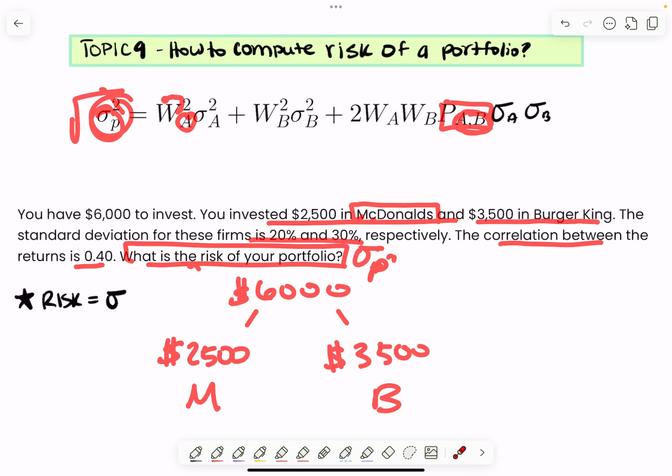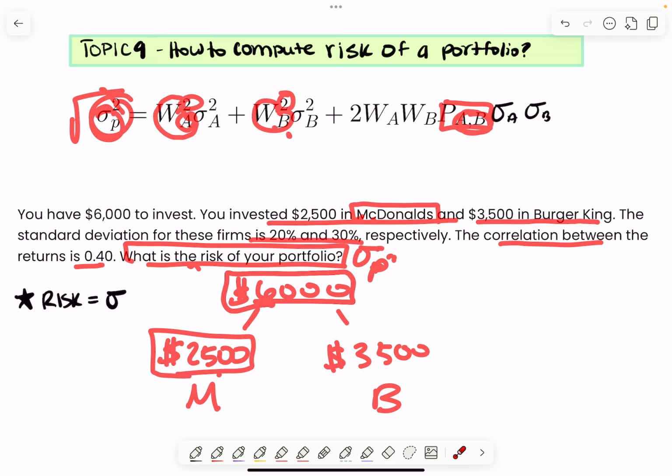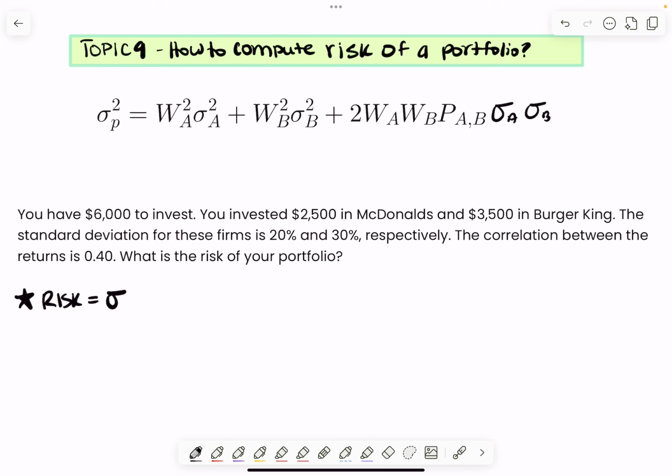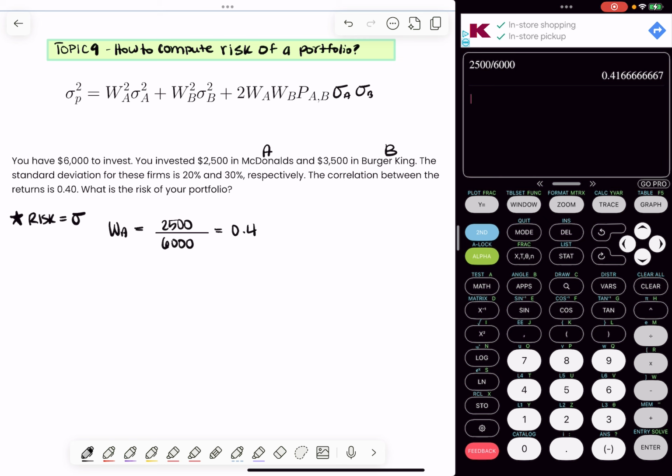If you notice, the first thing they ask us is to calculate the weight for each of the stocks and then square them. So in other words, yes, we know that out of the $6,000, we invested $2,500 in McDonald's, but we want that as a percentage. As a percentage, how much weight does McDonald's hold in terms of your wealth? Which stock holds the most importance in terms of your wealth? So let McDonald's be stock A and Burger King be stock B. The weight of stock A is, out of the $6,000 you invested, $2,500 went to stock A. And if you put that into the calculator, you get 0.42, meaning that out of the $6,000 that you invested, 42% of it went to McDonald's.